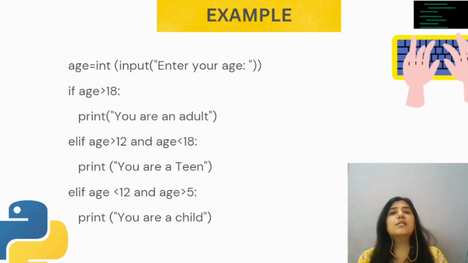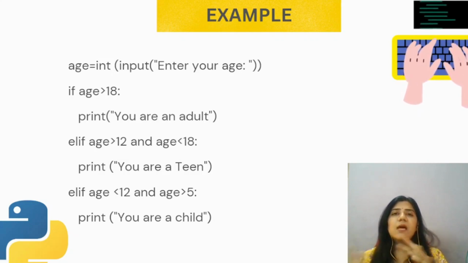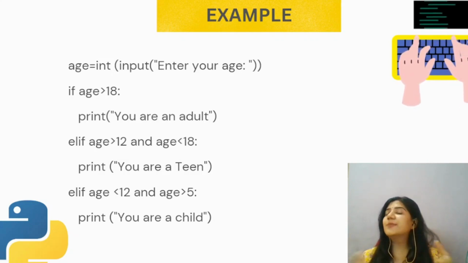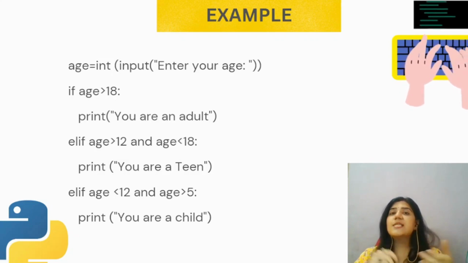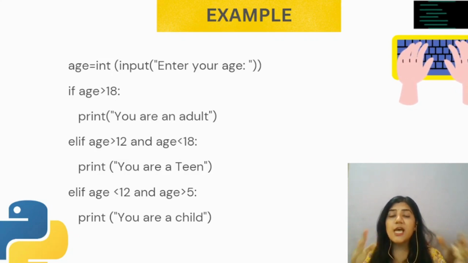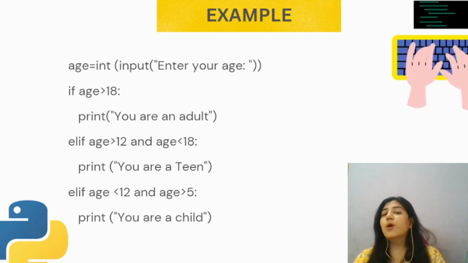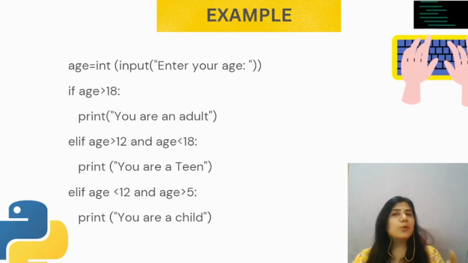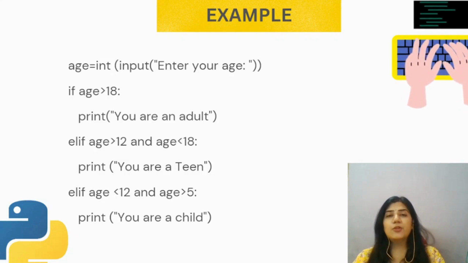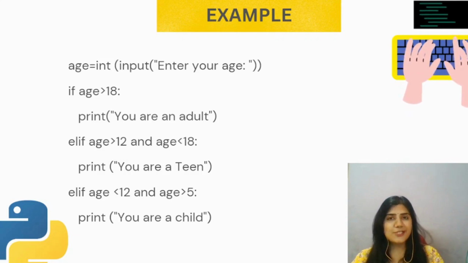And again, in the next condition we say that if their age is somewhere between 5 to 12, we tell them that you are a child. So this is how we can use if and elif. You can try out these programs on Replit or on your Visual Studio Code or on Anaconda. You can try these Python programs and see the outputs yourself as well.